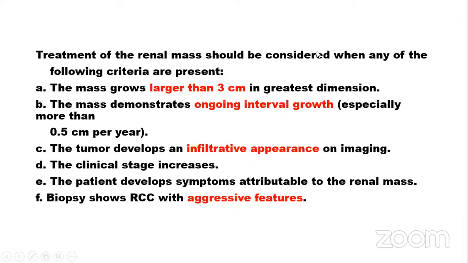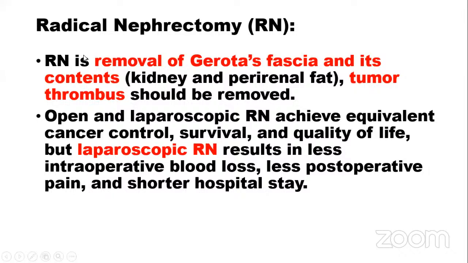Treatment for a renal mass should be considered when any of the following criteria are present. If the mass grows larger than 3 cm in greatest dimension, we must treat this patient. If the mass demonstrates ongoing interval growth, or has an infiltrative appearance on imaging, or if the clinical stage increases, or if the patient develops symptoms attributed to the renal mass, or if the biopsy shows renal cell carcinoma with aggressive features. What is the management? The management is surgical: radical nephrectomy.